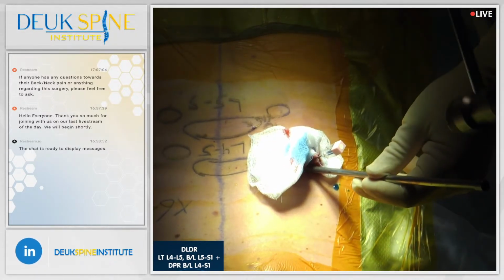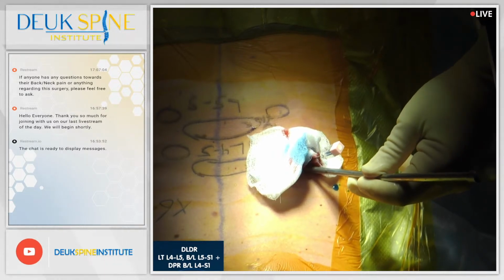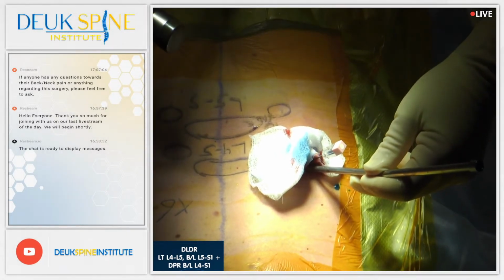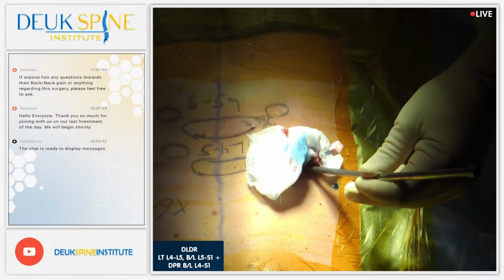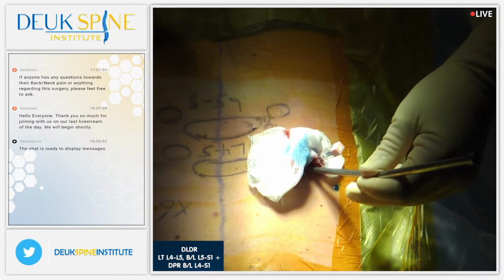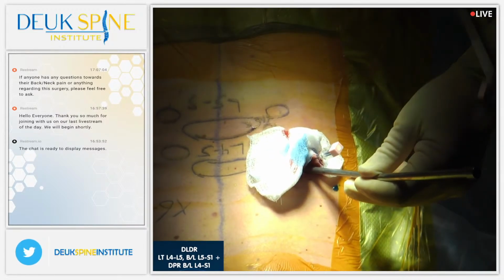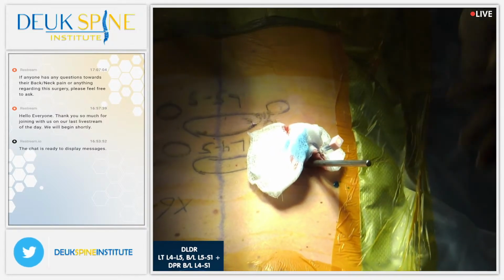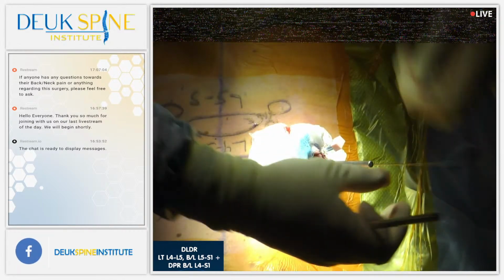The dilator is a very nice piece of equipment. It does not cut anything, it just spreads things. And as such, it's a great tool.